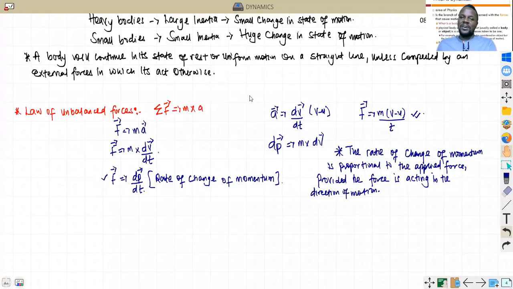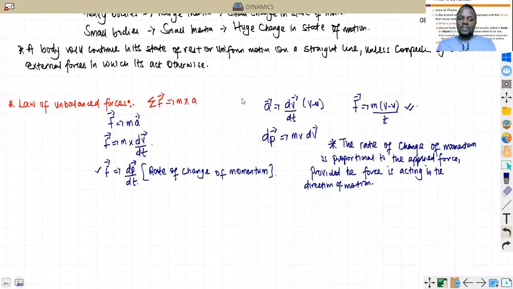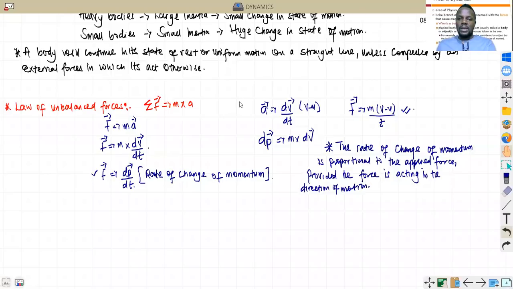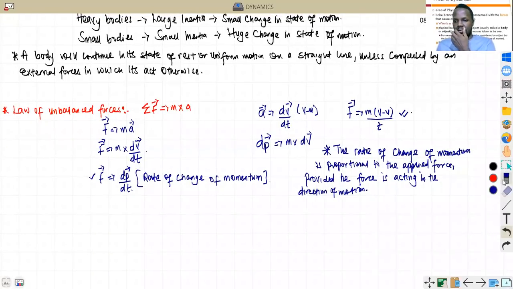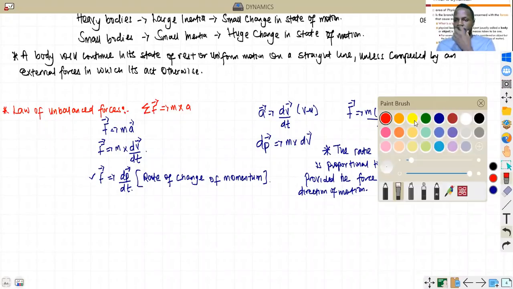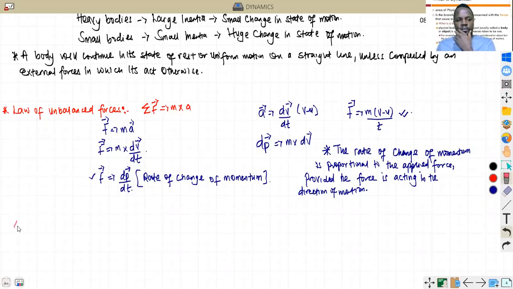So about the third law, my dear student, I believe you are still hearing. The third law of motion is called the law of action and reaction. That is the last one we are looking at in this video.